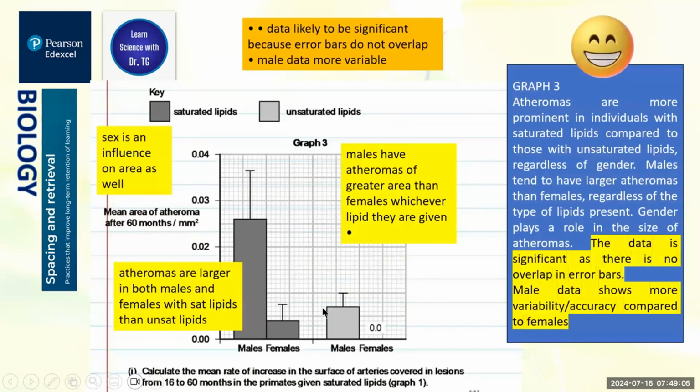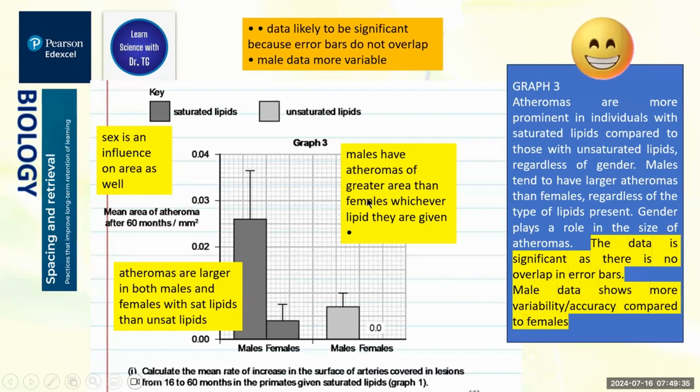So male is higher. Look at this graph and look at this graph. Male is higher. Look at here, 0, it's almost nothing. And look at here, higher. That means with the saturated lipid the atheroma is higher, both male and female. So then gender, sex, is an influence on area as well. That means female less, male higher. So gender has an influence on atheroma.